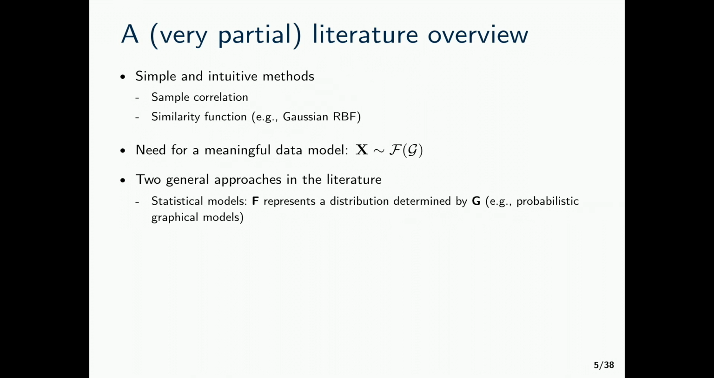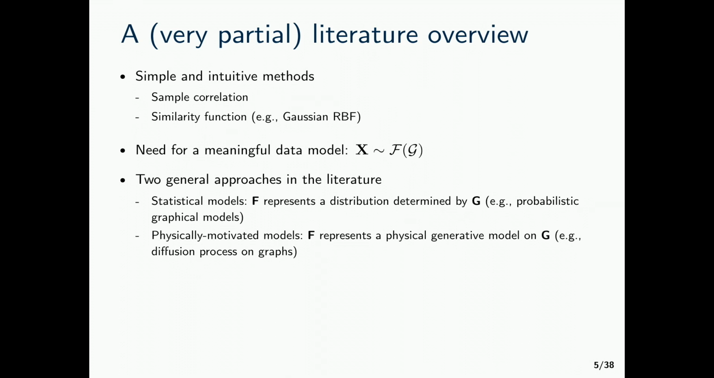The first one will be statistical models. In this case, f usually represents a distribution or joint distribution of the variables, which is determined by G. If you're familiar with probabilistic graphical models, that in general is this case. What we learn actually is a factorization of a joint probability distribution of the random variables that we are interested in. There is another type of approach, which is based on physically motivated models.